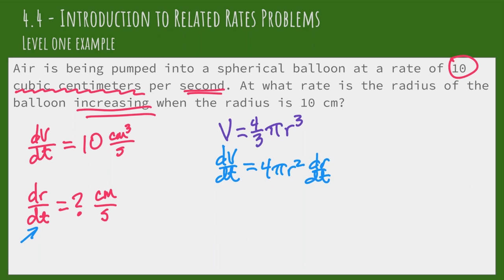And then at this point, we just need to plug in what we know to solve for what we don't know. So we know that dV/dt is 10 cubic centimeters per second. So I can plug that in over here. And I'm going to keep the units on here.